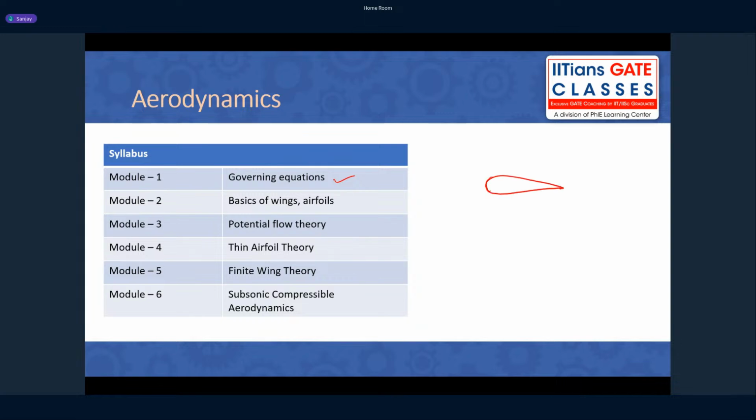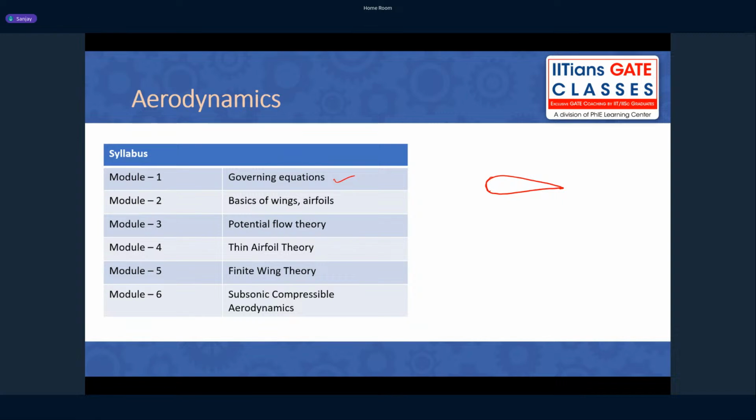Do you all know what this shape is? You would have seen this. What is this shape called? Those who are watching can comment or speak. Airfoil. Yes, very good. This is an airfoil, which is basically the cross section of the wing.